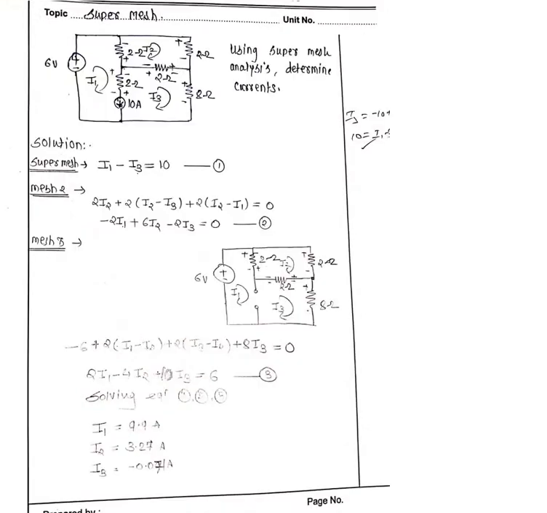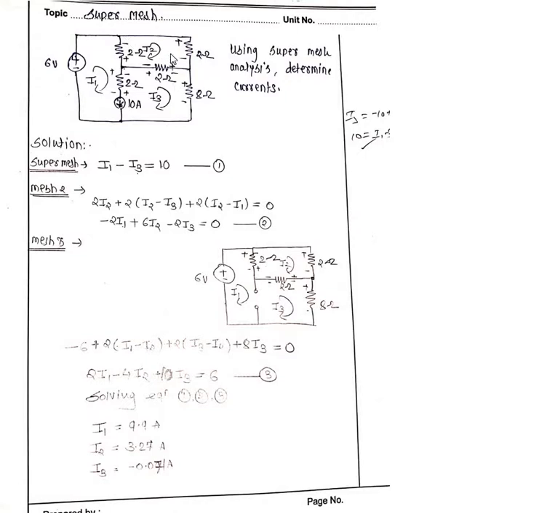Then what is a super mesh? It is between two loops, or intersecting two loops. This is the intersecting line, in between the two loops. If a current source is present, intersecting between the two loops, that is called a super mesh.